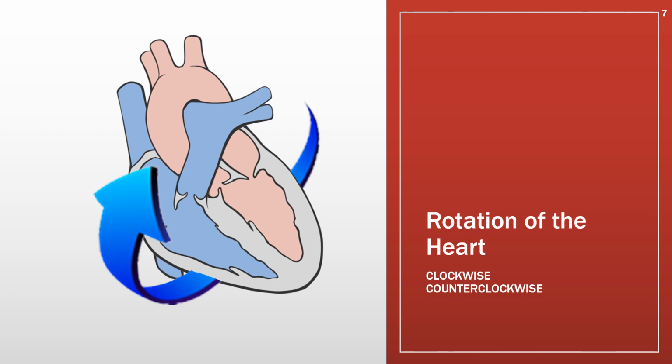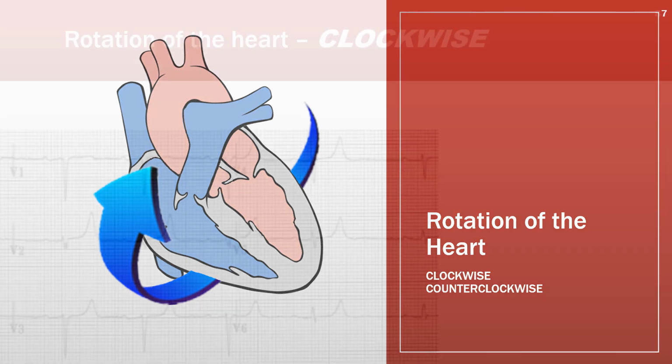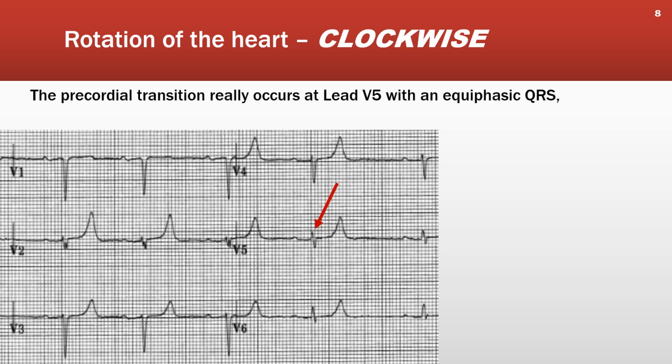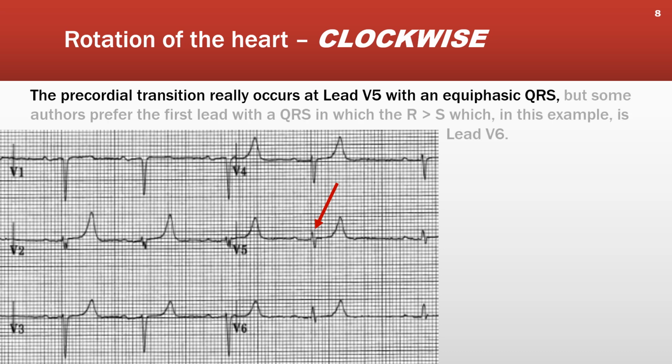Okay, we're going to talk a bit about the rotation of the heart, either clockwise or counterclockwise. Here is a clockwise rotation. The precordial transition really occurs at lead V5 because there is an equiphasic QRS there. The R to S ratio is 1. Some authors, though, prefer the first lead with a QRS in which the size of the R wave is greater than the S wave, which in this example would be lead V6. We were fortunate to have the actual transition point at lead V5.